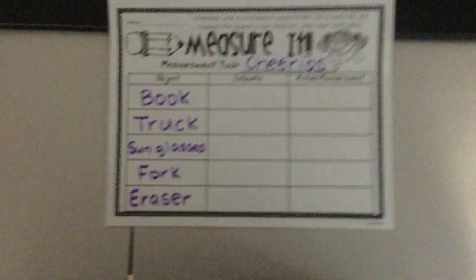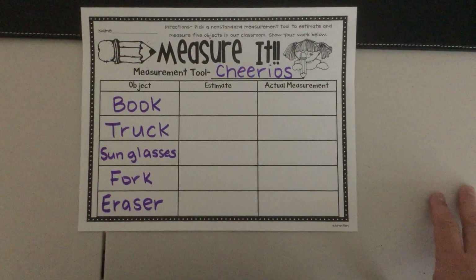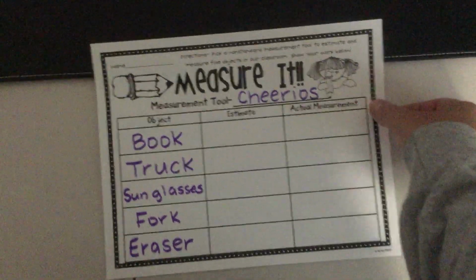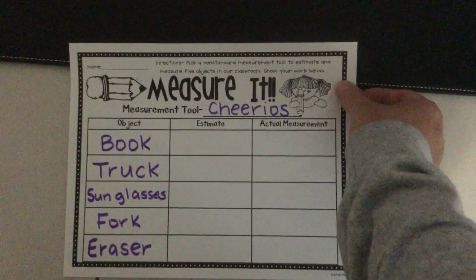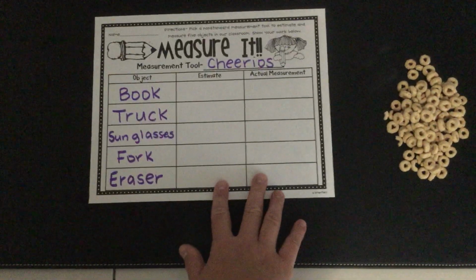Okay, this chart is not something that you have to do at home. You can do it with me if you want. You can make your own chart if you want, but this is just so I can show you some examples today. Okay, so we're going to move our chart up there, and the first object it says that we're going to measure is a book.